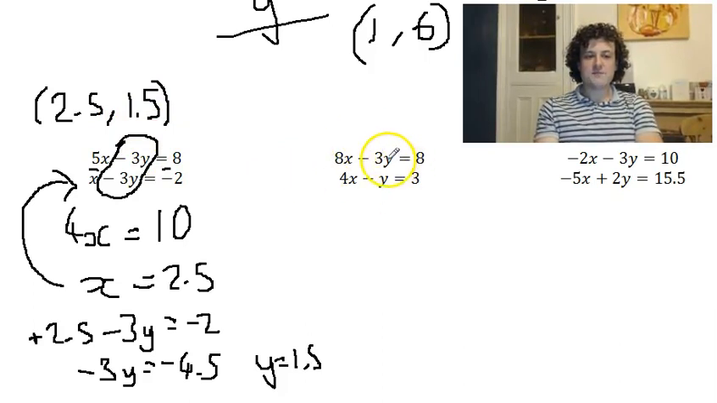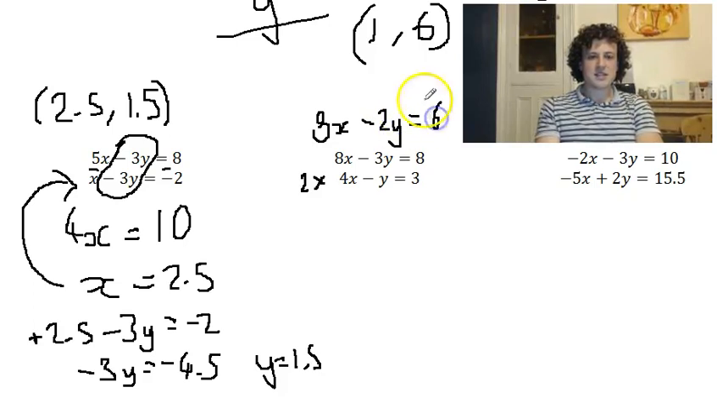Okay, second question. They're not the same, so we can't do anything unless we manipulate one of them. I'm going to change the x's to be the same. So we've got 8x and 4x, so I'm going to multiply this one by 2. I'm going to write it above just to save space when I'm solving it. So 4x is going to turn into 8x minus 2y, and that equals 6.